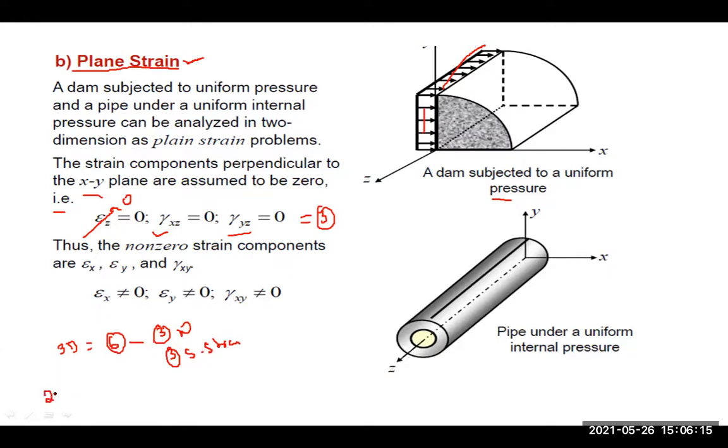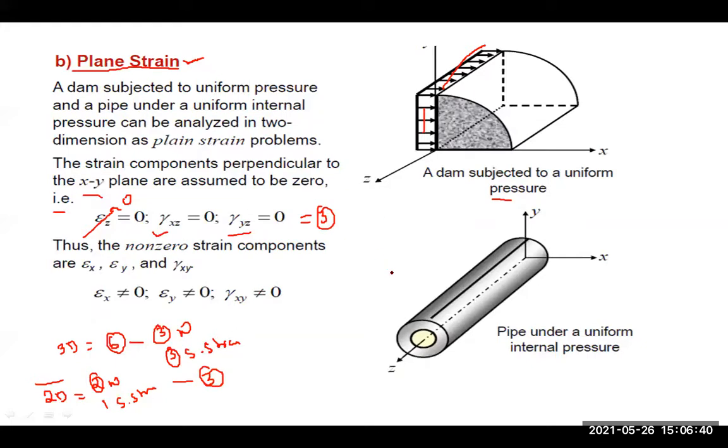But coming to the two-dimensional member, we assume that one of the perpendicular direction strains becomes 0. That means one normal strain becomes 0. Therefore, two normal strains exist as well as one shear strain. So in a two-dimensional analysis, the number of independent strains is only 3.